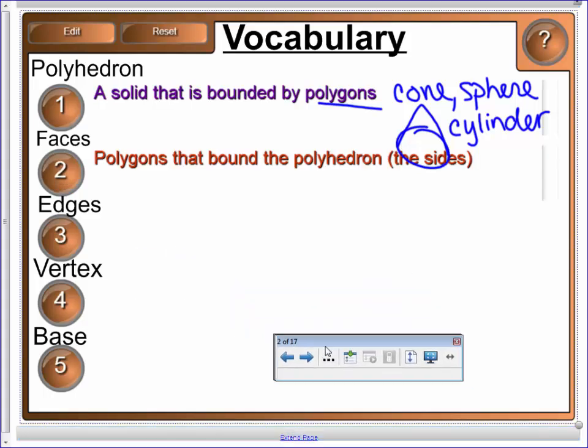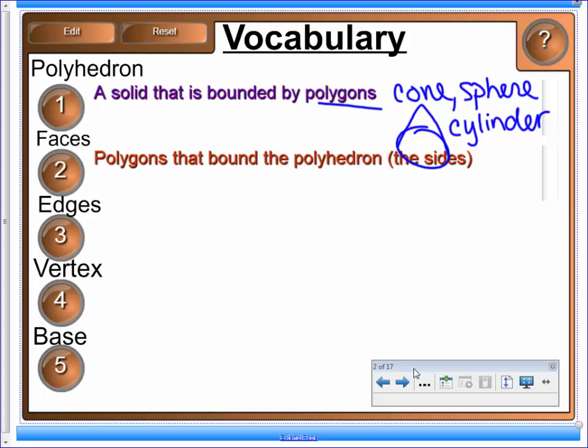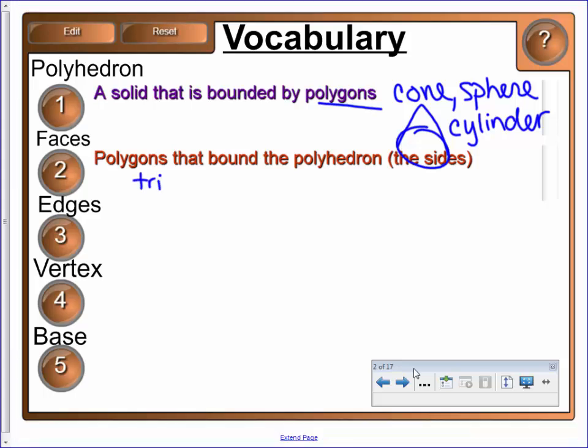Bases are these sides. This is what we technically think of. They're the polygons that bound the polyhedron. We typically see triangles, rectangles, and squares as these sides. Those are the basic ones, but we will see hexagons, octagons, pentagons as the bases.